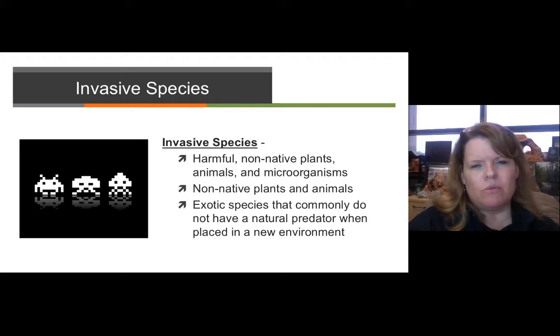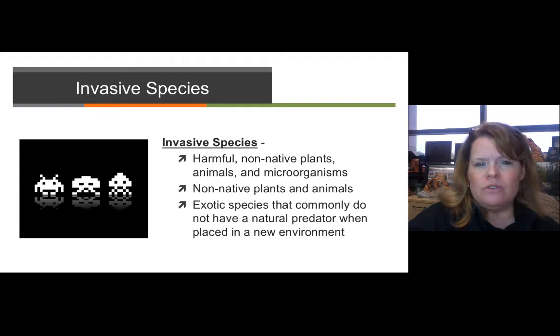And that's going to lead to unavailable food resources, out-competing other animals and organisms for the same nutrients that they need. Invasive species are a problem. So they're harmful non-native plants and animals and even microorganisms. So non-native plants and animals don't belong where they really shouldn't be.